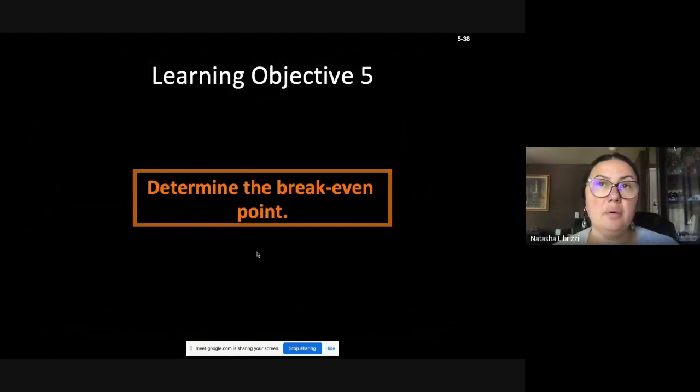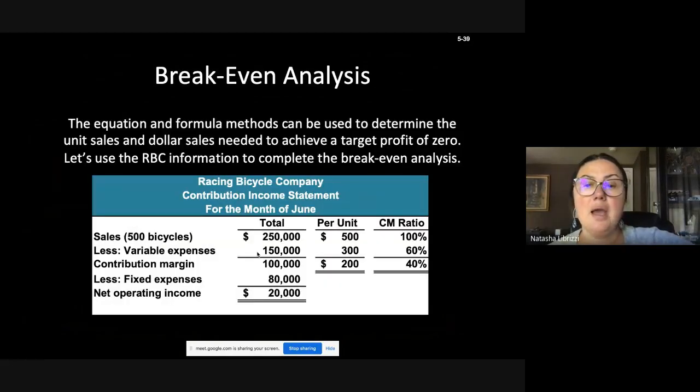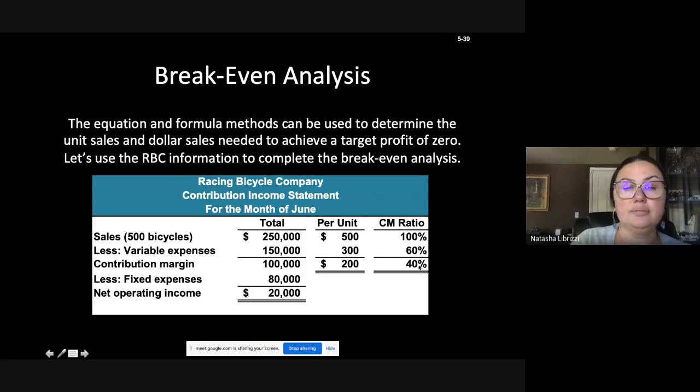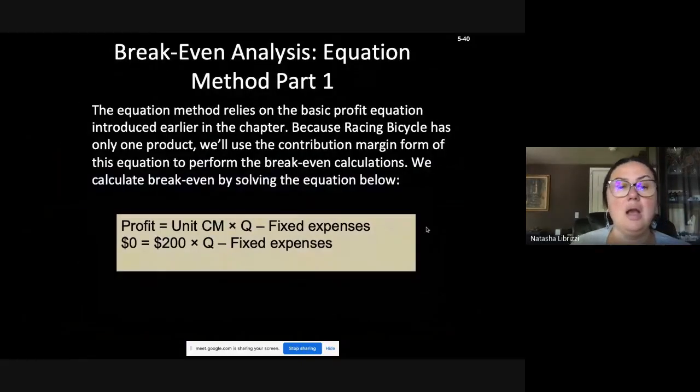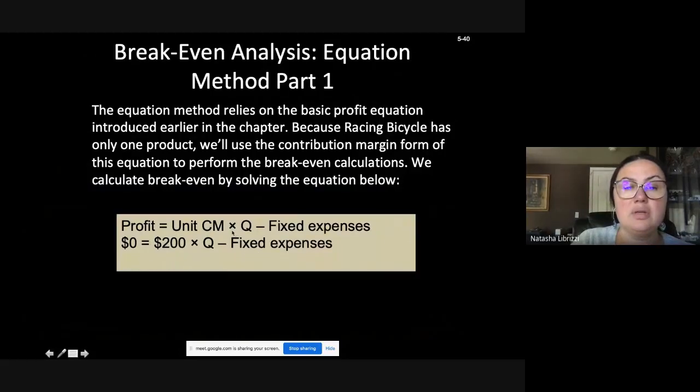So, determine the break-even point. You already saw it on the chart, but now we're going to do it in a calculation format. We already discussed that 40% is the contribution margin, so we have 40 cents left after each dollar of sale, and our variable cost is 60%, or 60 cents for each dollar of sale. So profit equals unit contribution margin times quantity minus fixed expense. This is what we call the equation method, and we use it as part of a basic profit equation.